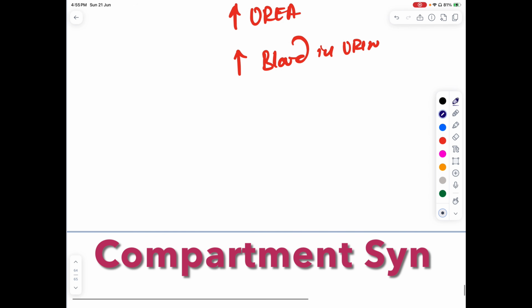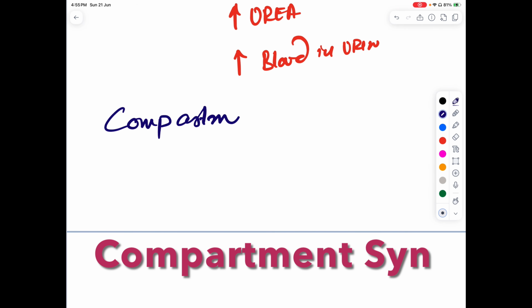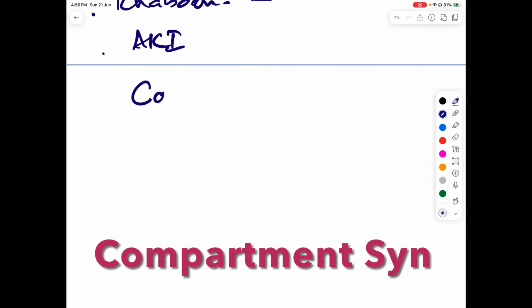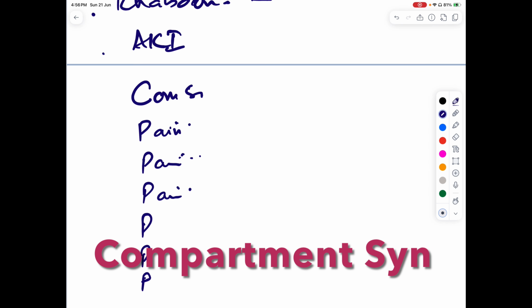So what do you suspect? This unattended patient, immediately you have to suspect compartment syndrome. It is compression, or it can be rhabdomyolysis. A lot of muscles are crushed, and you can suspect acute kidney injury. What is compartment syndrome? It is the 6 P's. Pain out of proportion, pain not relieved by analgesia, pain on passive stretch, then swelling, paresthesia, pallor, pulselessness.